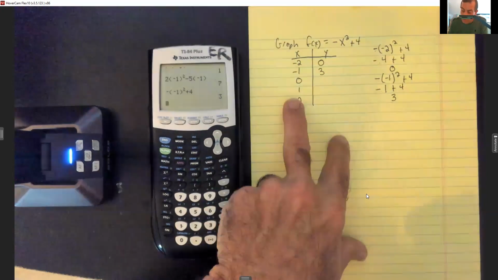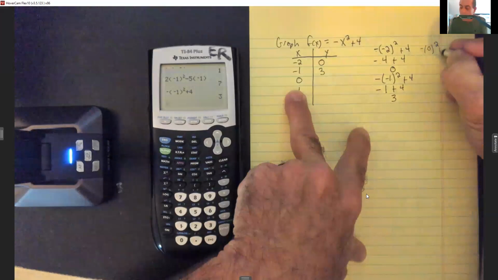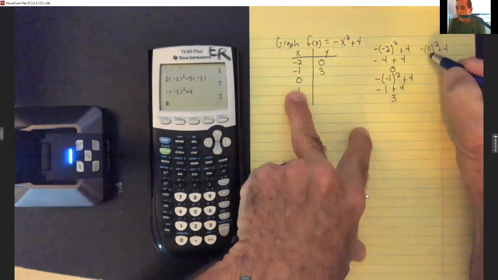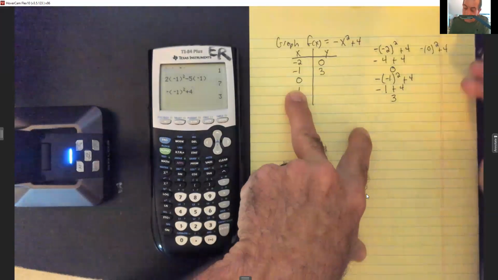All right, when I put in a 0, I got negative 0 squared plus 4. Well, 0 squared is 0, times that negative is 0. So this is 0 plus 4, which is 4.